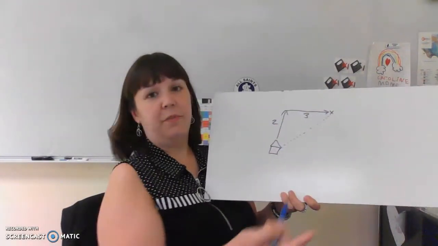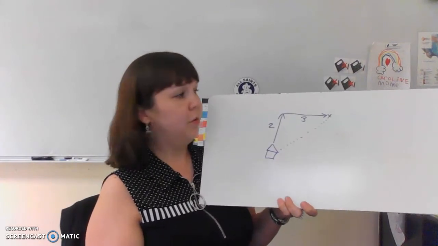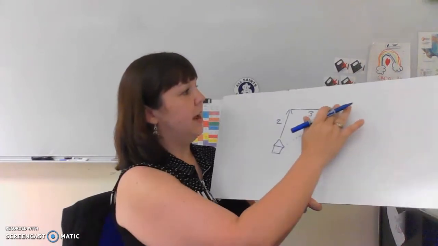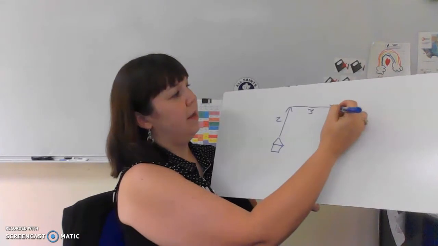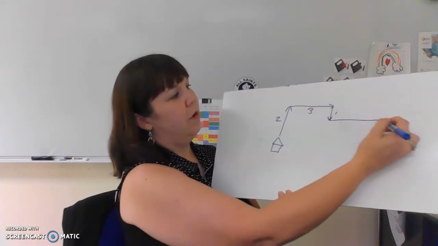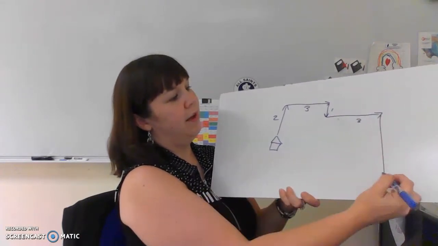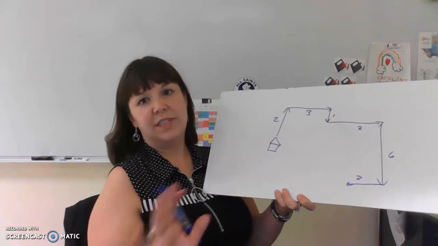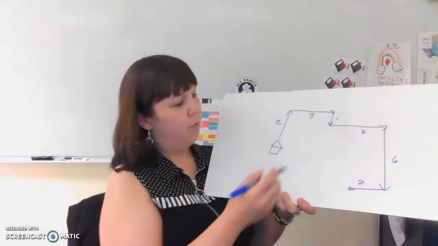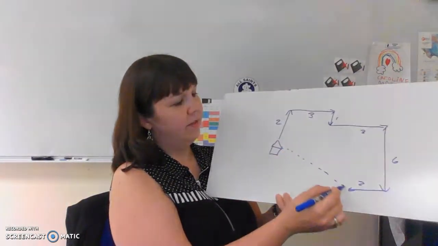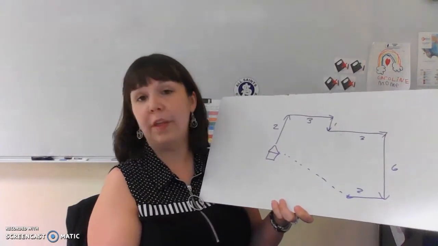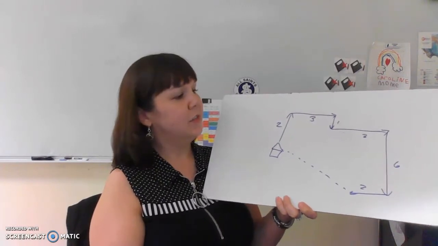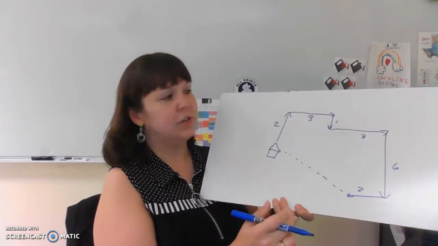Now, you can add as many vectors as you want. You could go, say, 3, and then down 1, and then over 3 more, and then down 6, and then over 2. Same thing applies. But in this case, instead of having to get a protractor and ruler and all that good stuff, probably the easiest thing to do would be to combine the like vectors.